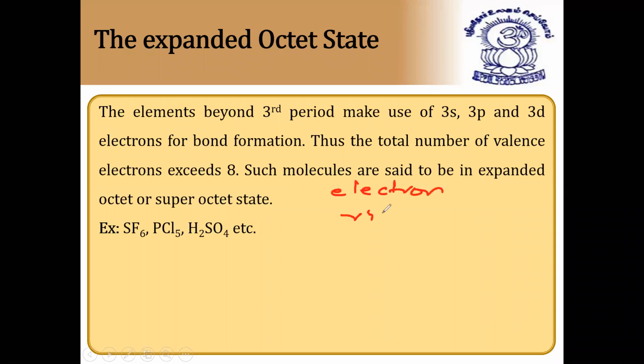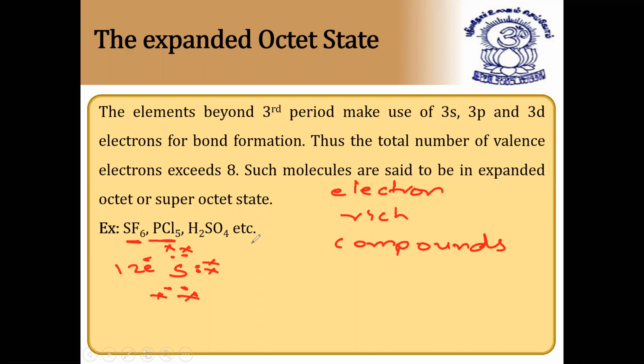Electron-rich compounds. Why are they called electron-rich compounds? Because after sharing, they get more than 8 electrons, not less than 8 or an odd number. If you see sulfur hexafluoride, how many electrons does sulfur get after sharing? It has 6 electrons in the valence shell, 1, 2, 3, 4, 5, 6, and with each fluorine it shares one electron. So on the whole it gets 12 electrons.